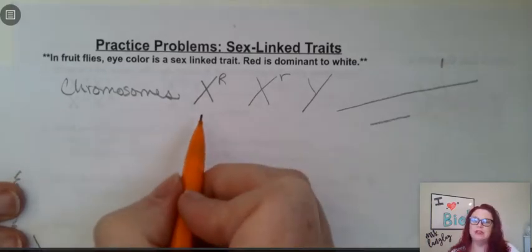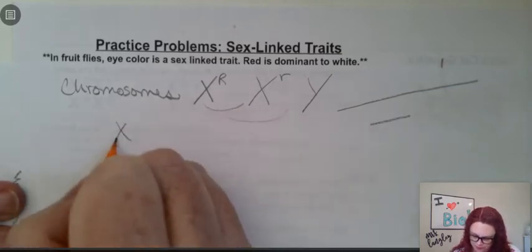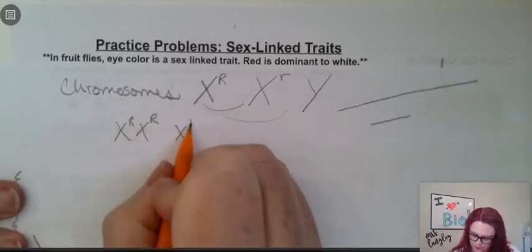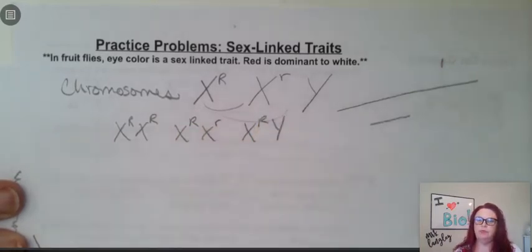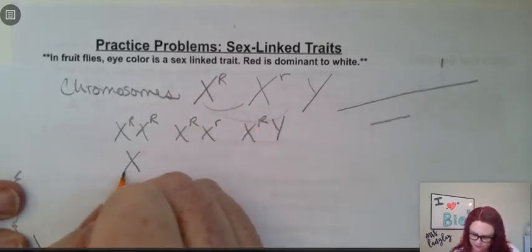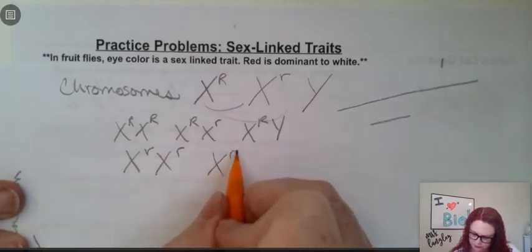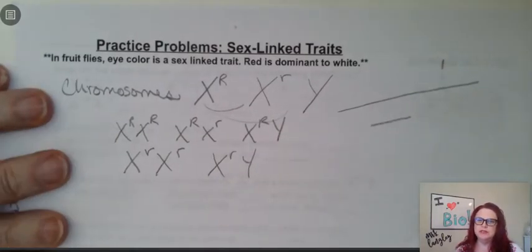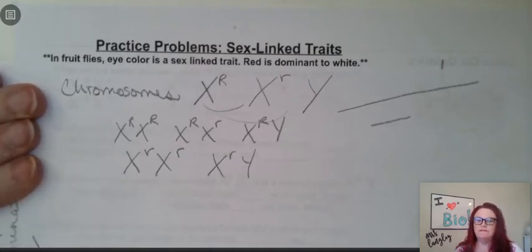Now I can look at my different genotypes and combine them, and we just use distribution to do that. I've combined this with everything. Now I look at my next one. Those are my different genotypes I can produce with these different chromosomes. The next thing I have to do is I can look at my phenotypes.